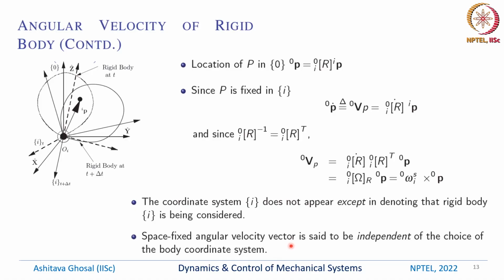Okay, so let's go over this a little bit. It does not really matter what the body coordinate system is, because we are doing omega cross r, and this omega is the space fixed angular velocity vector.